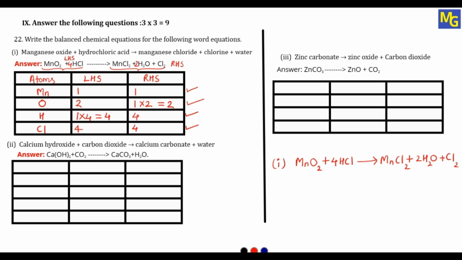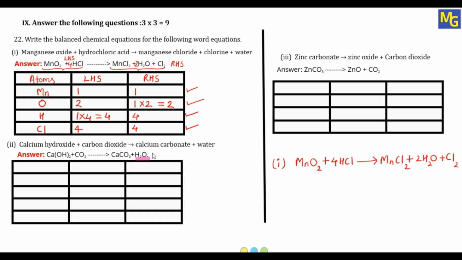We'll move on to the second reaction. See the second reaction: calcium hydroxide plus carbon dioxide gives calcium carbonate and water. So first convert this word equation into symbols. Calcium hydroxide is Ca(OH)2, carbon dioxide is CO2. It gives calcium carbonate, that is CaCO3, and water, it is H2O.